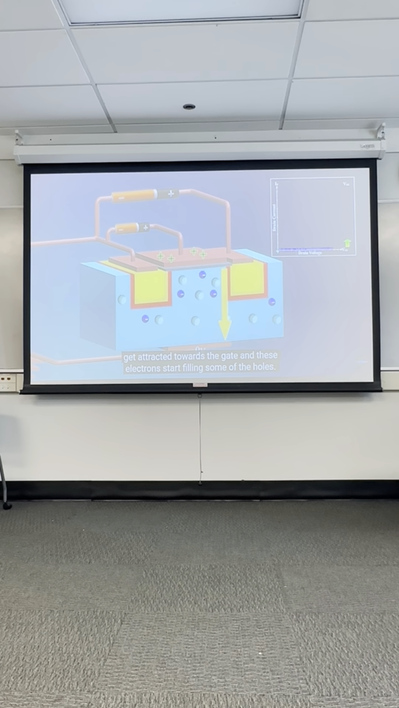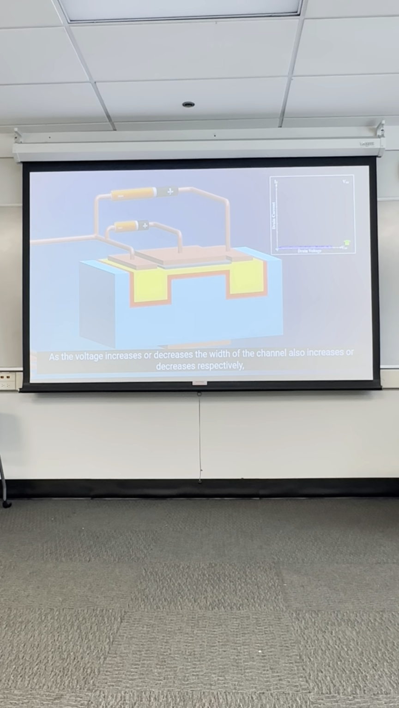In effect, we've created a pipe between the source and drain, so that electrons can move from the source to the drain. The thickness of the channel can be controlled by changing the gate voltage. As the voltage increases or decreases, the width of the channel also increases or decreases respectively. The voltage at which the channel is formed is called the threshold voltage.